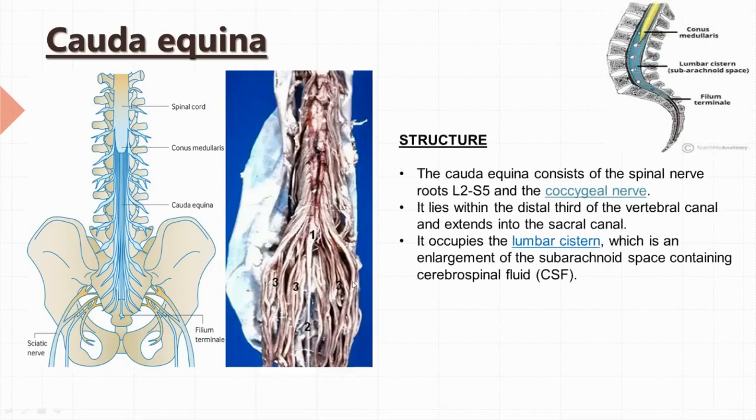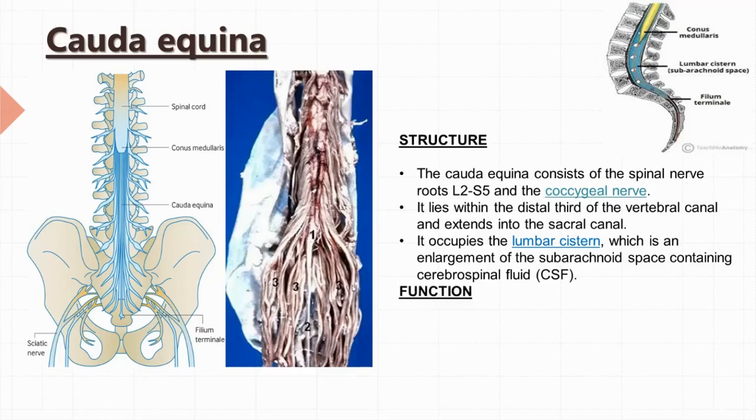So, structure. The cauda equina consists of the spinal nerve roots L2 to L5 and the coccygeal nerve. It lies within the distal third of the vertebral canal and extends into the sacral canal. It is very important to know that it occupies the lumbar cistern. And why is that important? Because the lumbar cistern is an enlargement of the subarachnoid space containing cerebrospinal fluid. We'll speak in a little bit more extended way about why this is very important to clinical practice.